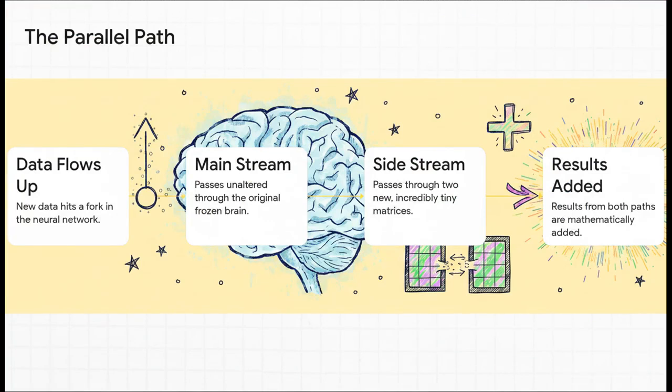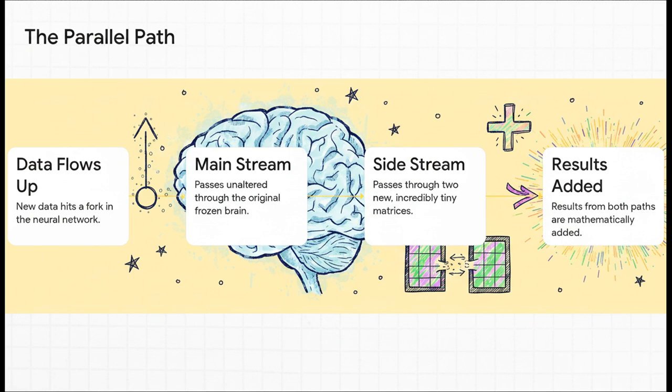They create two brand new, incredibly tiny matrices, and they place them right next to the massive frozen one. Think of it like a river that suddenly hits a fork in the road. When new data flows up through the neural network, it hits this fork. The mainstream of data passes completely unaltered straight through the original frozen brain, carrying all of that incredibly deep foundational knowledge. But simultaneously, a small side stream of data passes through our two new tiny matrices. Finally, at the end of the path, the results from both streams are mathematically added back together.